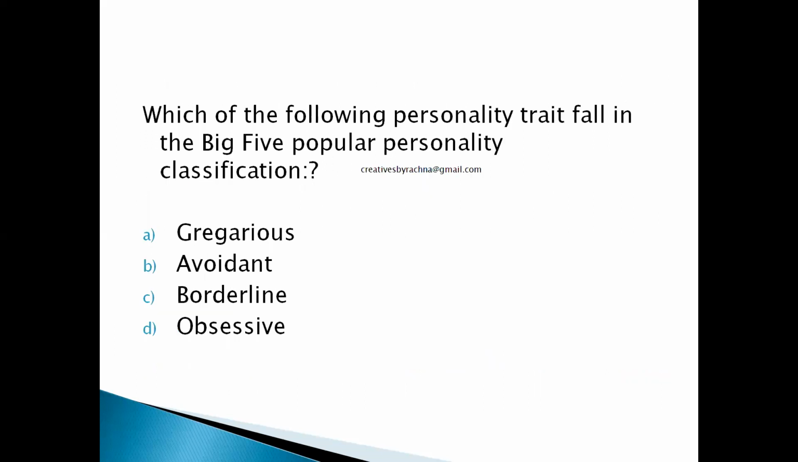Here is the next question. Which of the following personality traits fall in the big five popular personality classifications? Either it is gregarious, avoidant, borderline, or obsessive. Choose the correct answer out of the options that are given. The correct answer here is gregarious. Let's move further.